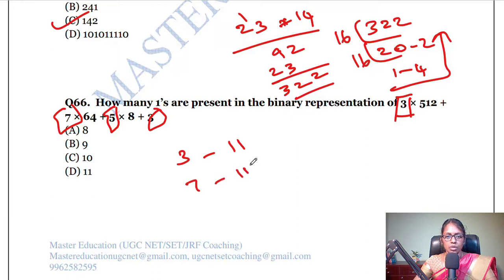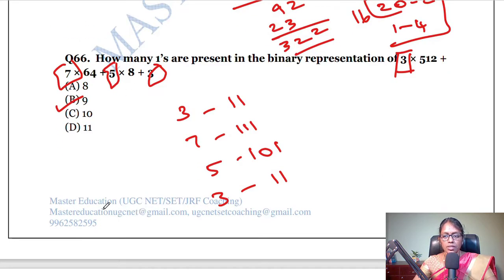7 means 1, 1, 1. And 5 means 1, 0, 1. From 3 again, this 3 means 1, 1. So how many ones? 1, 2, 3, 4, 5, 6, 7, 8, 9. So the number of ones present is option B, 9.